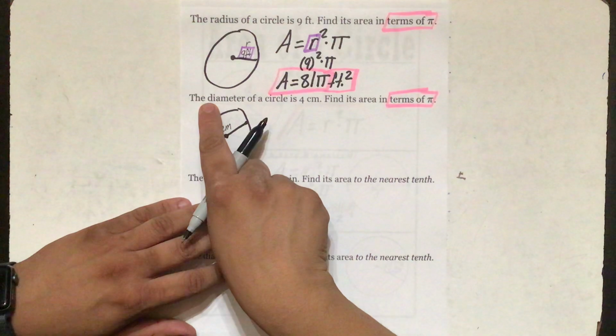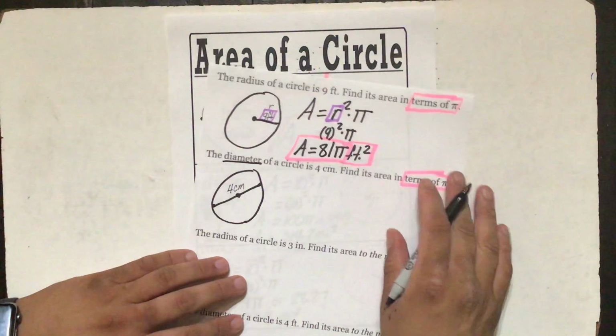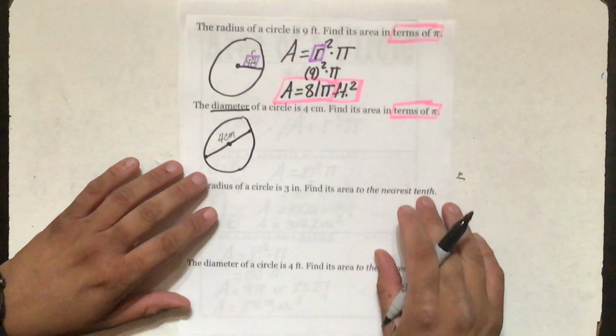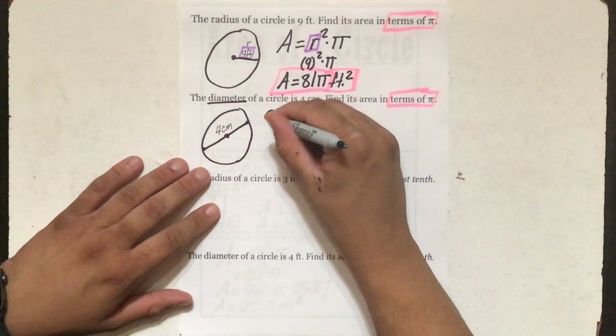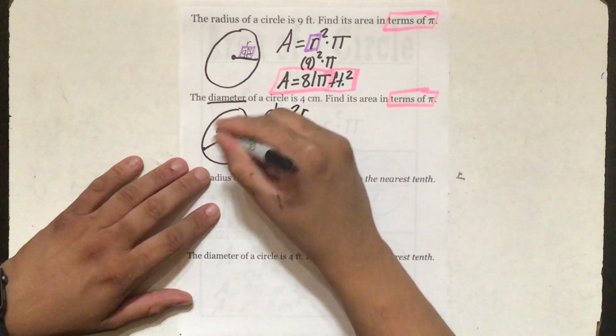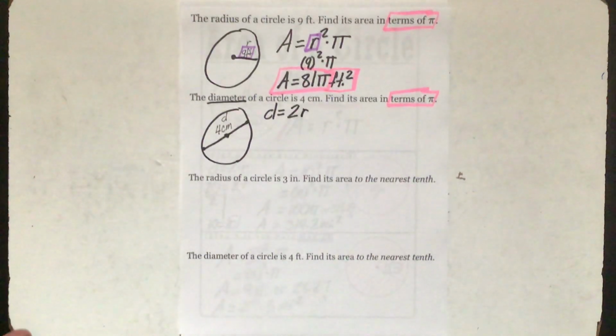So this says the diameter. So D, I know I have to use this D formula. D is equal to 2R. D is equal to 2R. Well, I know that this is my D. That is my diameter.